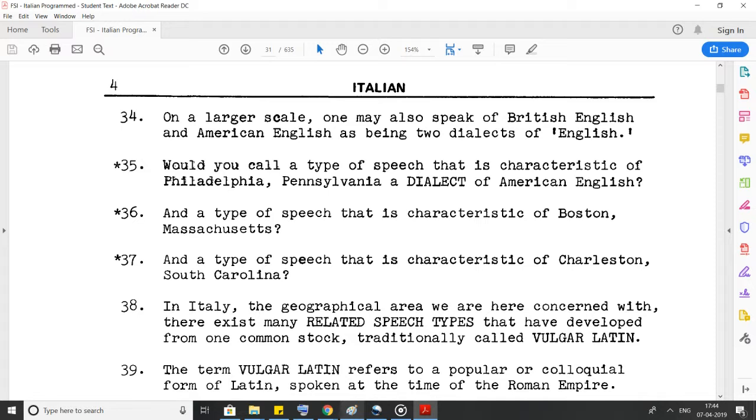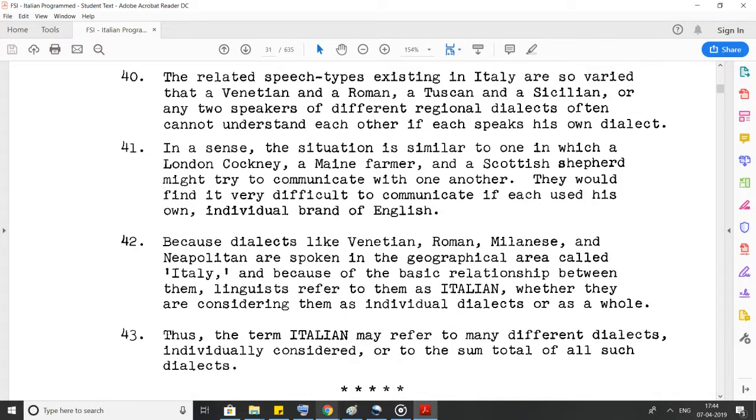In Italy, the geographical area we are here concerned with, there exist many related speech types that have developed from one common stock, traditionally called Vulgar Latin. The term Vulgar Latin refers to a popular or colloquial form of Latin spoken at the time of the Roman Empire. The related speech types existing in Italy are so varied that a Venetian and a Roman, a Tuscan and a Sicilian, or any two speakers of different regional dialects often cannot understand each other if each speaks his own dialect.